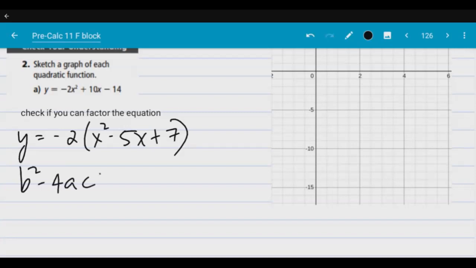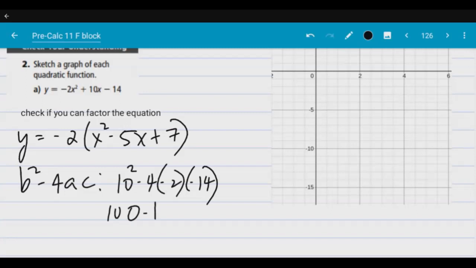So let's see. B squared minus 4ac would be 10 squared minus 4 times a times c. This is 100. Negative, negative, negative, so that would be minus 4 times 2 is 8 times 14. 8 times 14 is 112. Wait a minute. It is less than 0. Therefore, there are no x-intercepts, right? Because there is no root. So what do you think we can do?